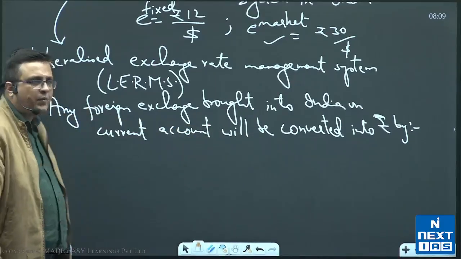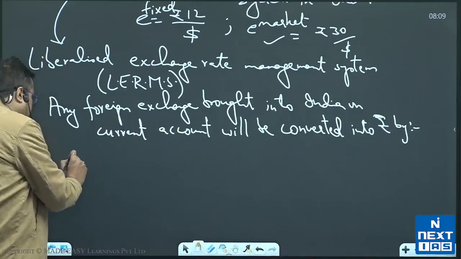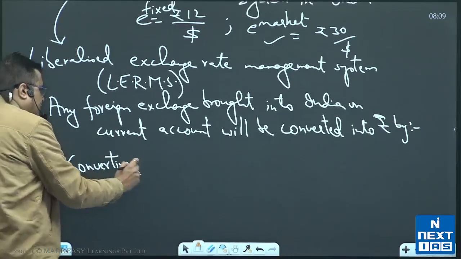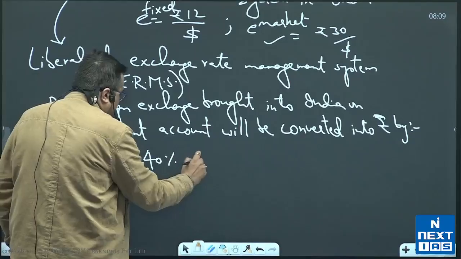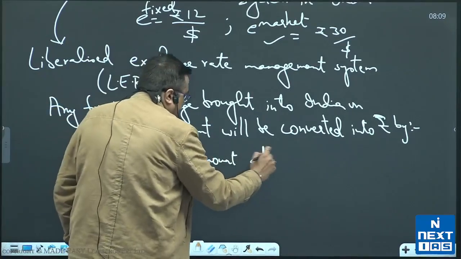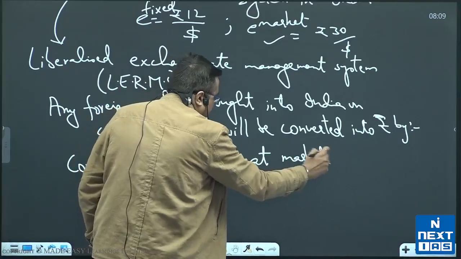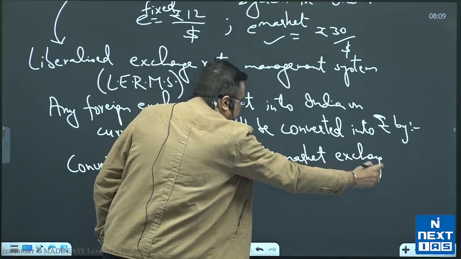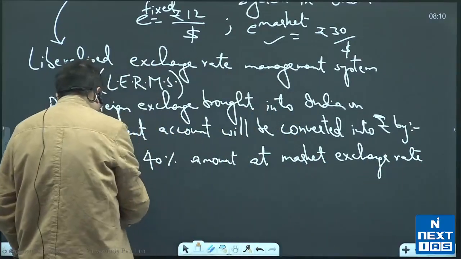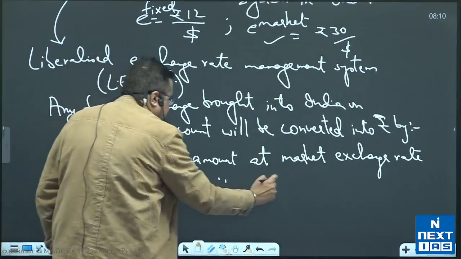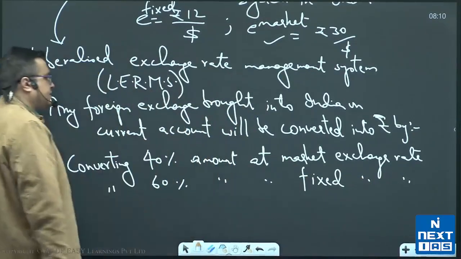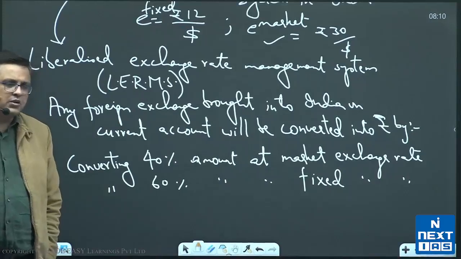All right, that is what we are discussing here, that any foreign exchange brought into India on current account will be converted into rupee by converting 40% amount at market exchange rate and converting 60% amount at fixed exchange rate. Alright, that was the rule that was made.